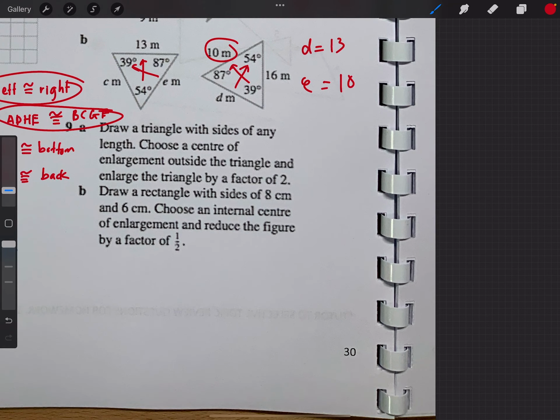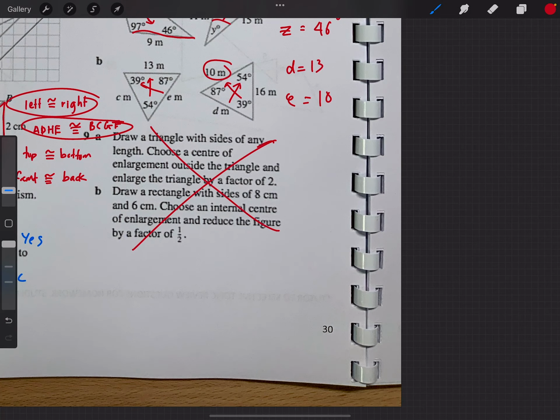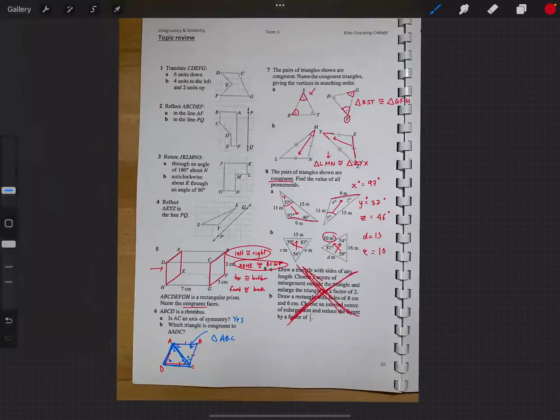Done. Question 9. Actually, you don't have to do this question, skip that question. Moving on to the next page.